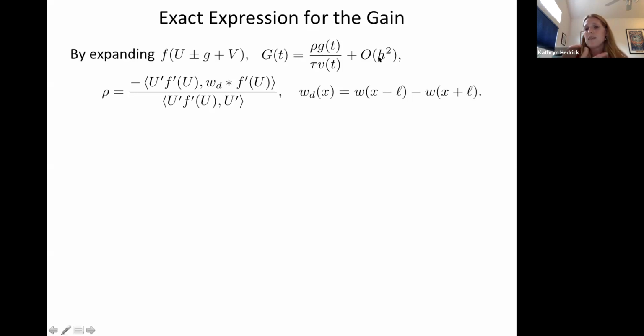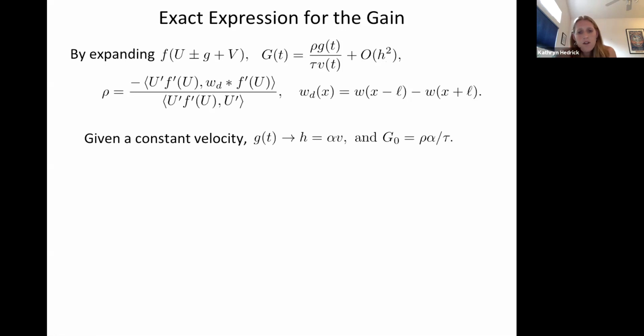So H is again that self-motion input. It should be fairly small relative to the size of the activity bump itself. What we found is that this error is 0 when V is 0. So this is an error entirely dependent on the errors in translation invariance. We have this new term here, this rho factor, which is given by this quotient here. The brackets indicate the L2 inner product.